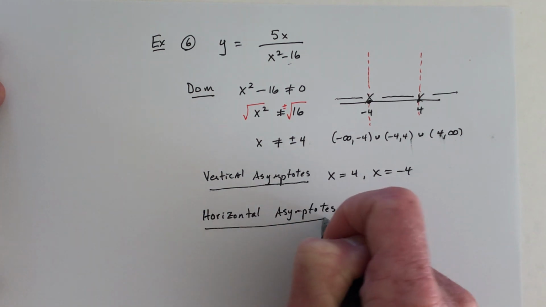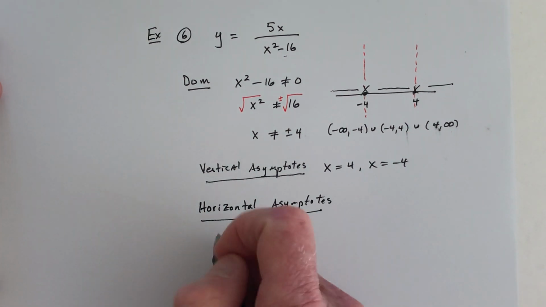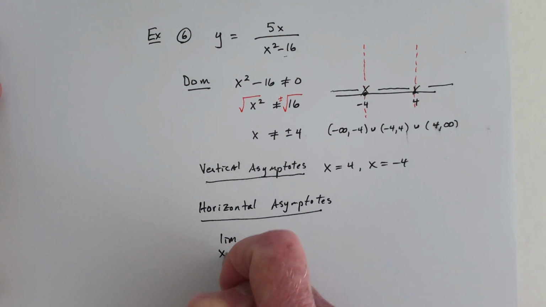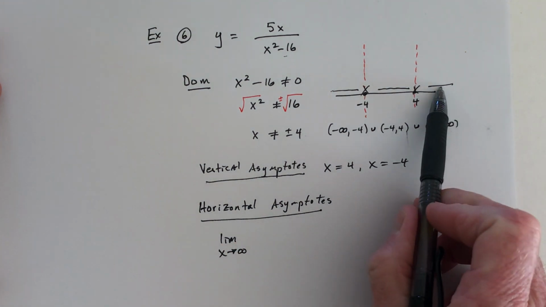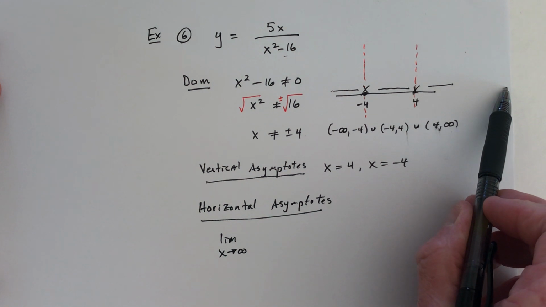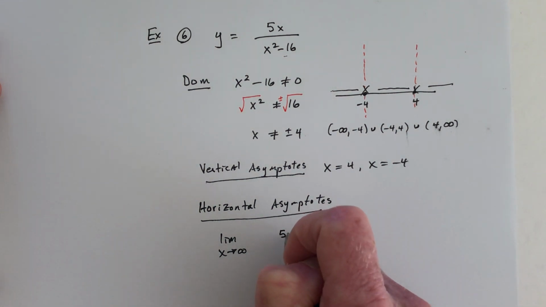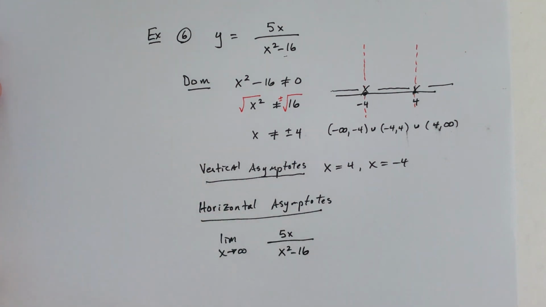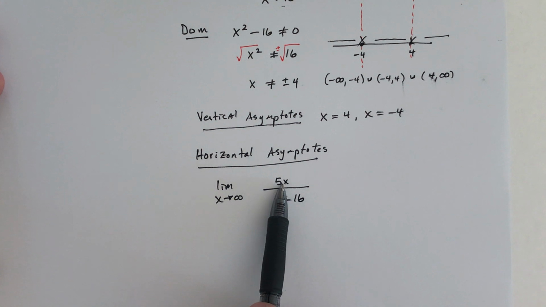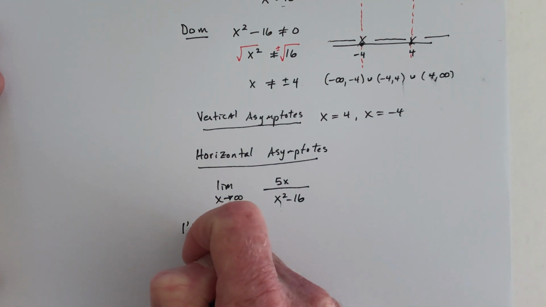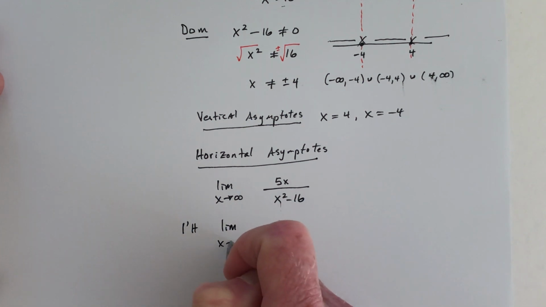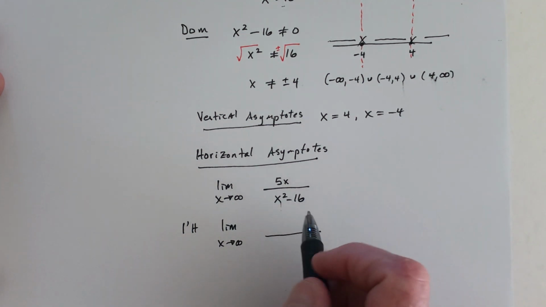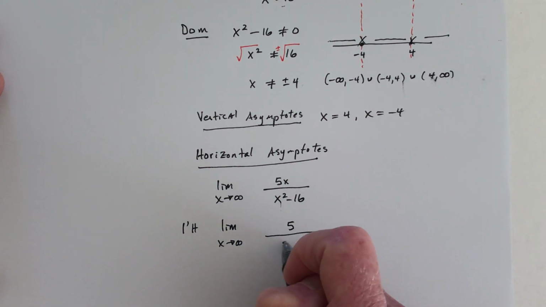Well, for horizontal asymptotes, that was the whole idea of L'Hopital's rule. So take the limit as x goes to infinity, because that's basically saying what happens to the graph as you go out to the right, of our function 5x over x squared minus 16. And this is of the form infinity divided by infinity, so you can use L'Hopital's rule. And the derivative on top is just going to be a 5, and the derivative on the bottom is 2x.